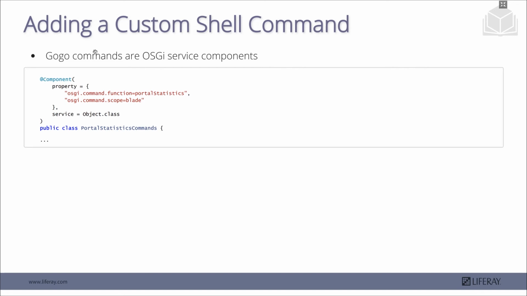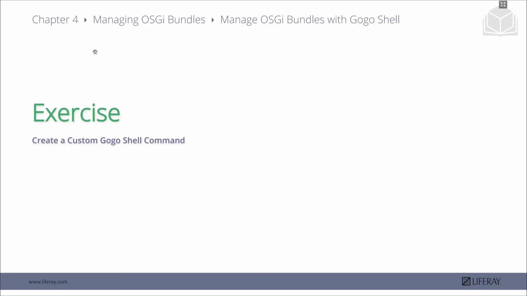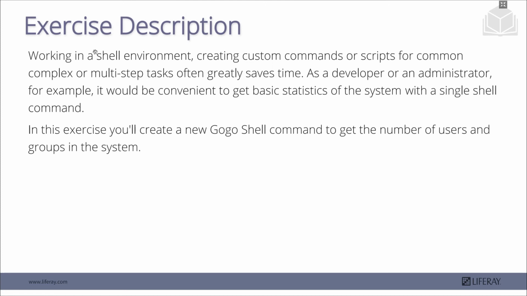So let's go ahead and do just that. Let's go ahead and create another custom Gogo shell command. So in this exercise, let's say we are a developer, we probably are, or maybe a system administrator, and we want to do some simple things like maybe get the number of users within our Liferay instance. And so you could go through the UI and try to find where the users are in the UI and try to find the number there. But why not just make an API call?